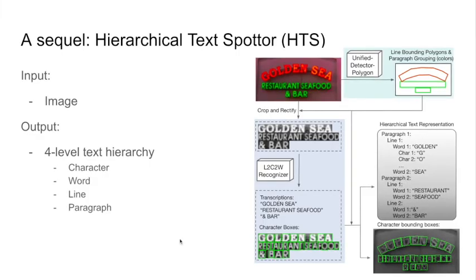In this work, we present Hierarchical Text Spotter. It takes an image as an input. It outputs a four-level text hierarchy, from character to word to line to paragraphs.